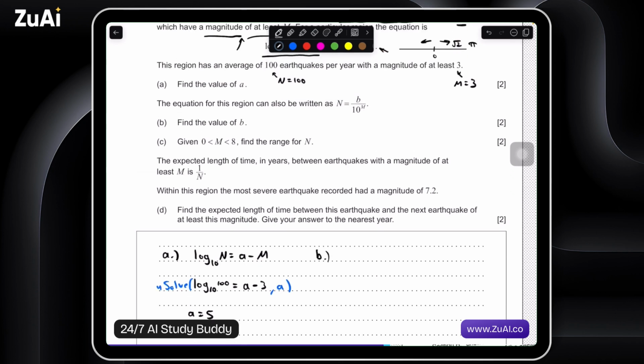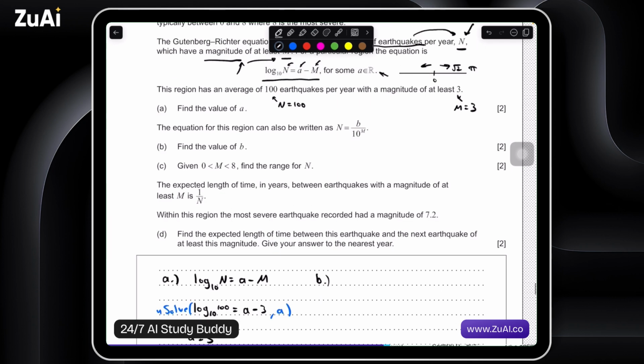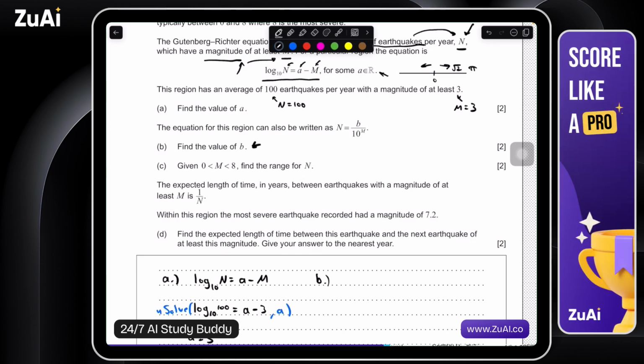Question b. The equation for this region can also be written as n is equal to b over 10 to the power m. Find the value of b. So this is actually going to be important for later. This question reads almost like a paper 2 in that you need to draw from earlier parts. So find the value of b.